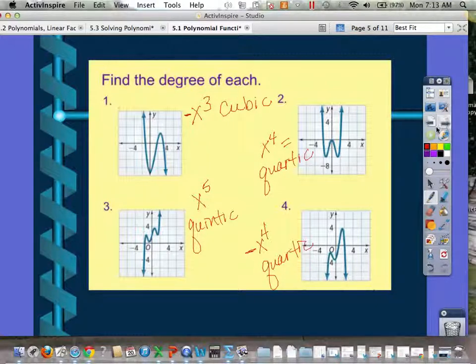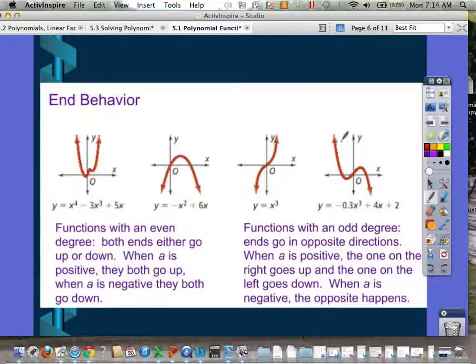All right, now let's talk about the end behavior, which we did just a few minutes ago. End behavior of functions with an even degree: both of the ends either go up or they go down. And when A is positive, they go up, and when A is negative, they go down. So for instance, this is x to the fourth. That's a fourth degree. Quartic. And there, it's positive, it's going up. Okay, this is an even index, so both ends are going in the same direction, but this one is going to be going down.